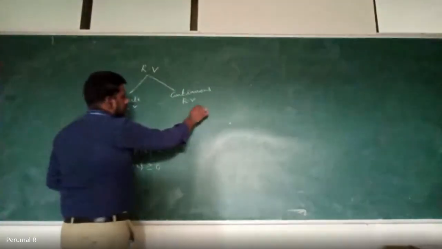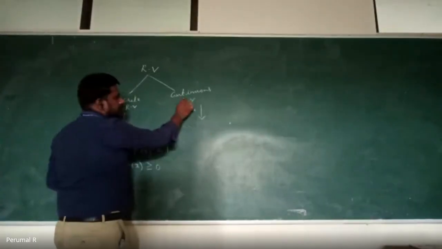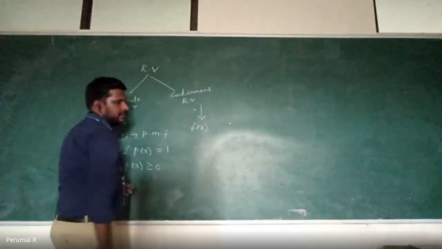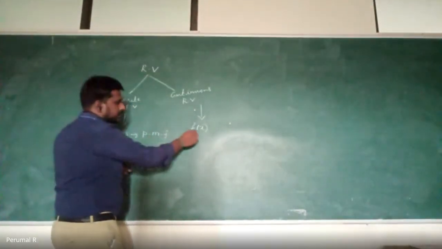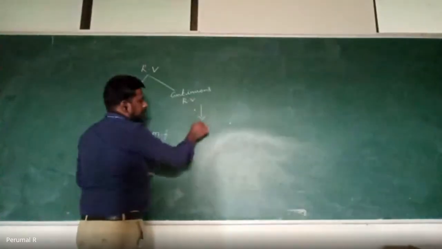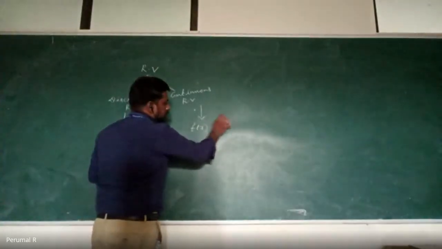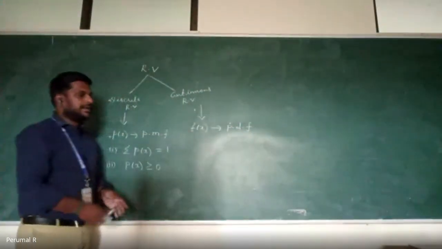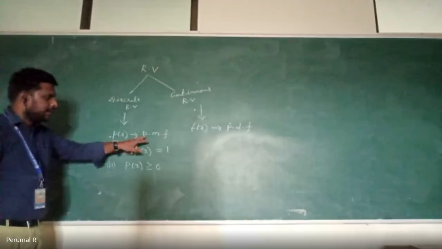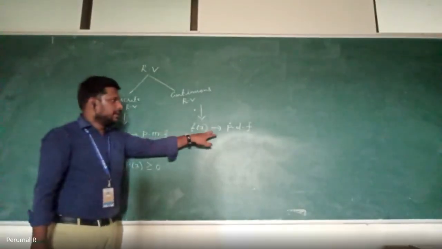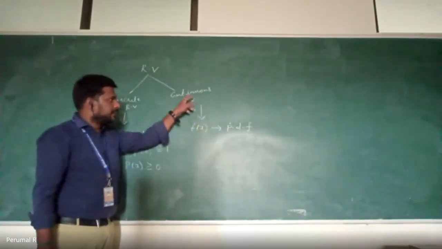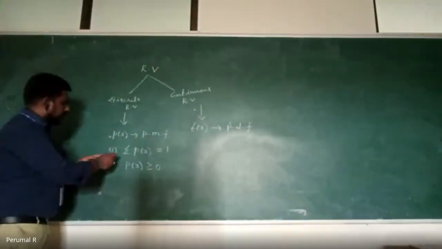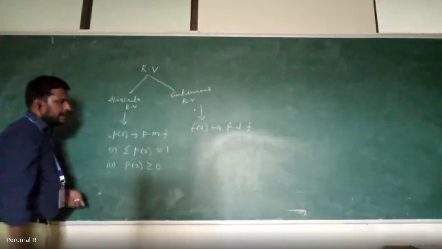Similarly, the probability distribution function of a continuous random variable is denoted as f of x. Here p of x, now here f of x. f of x is called the probability density function. Here the probability distribution function is called the probability mass function, and here the probability distribution function of a continuous random variable is the probability density function. These are the conditions for discrete random variable.